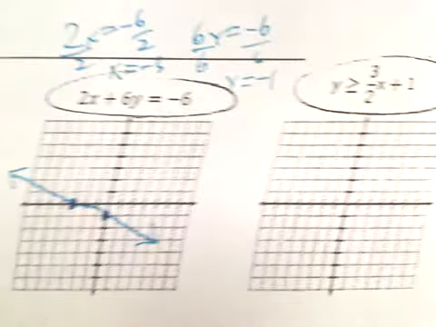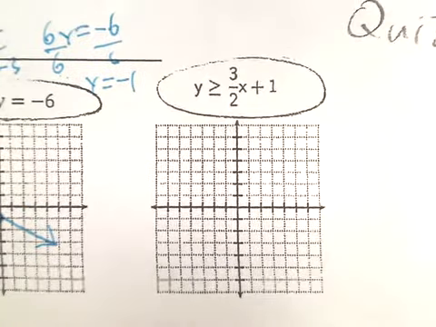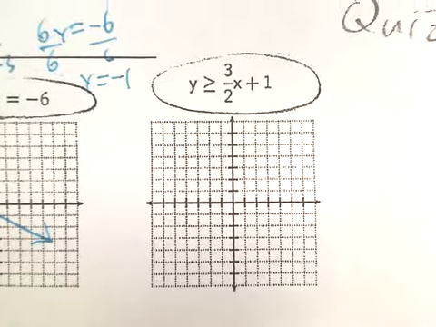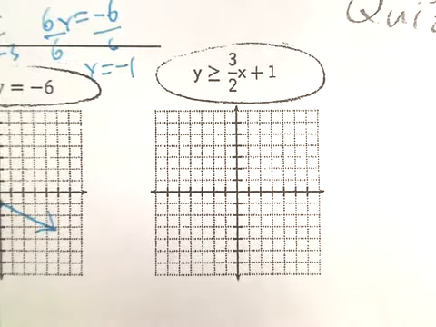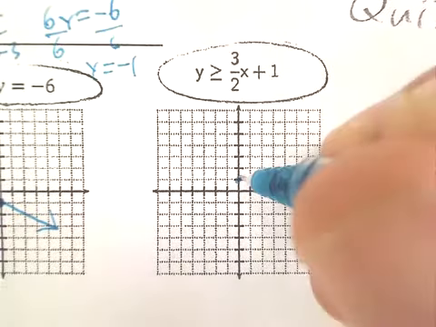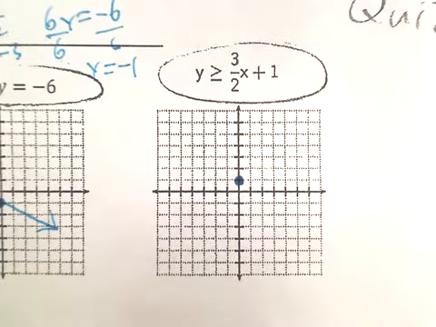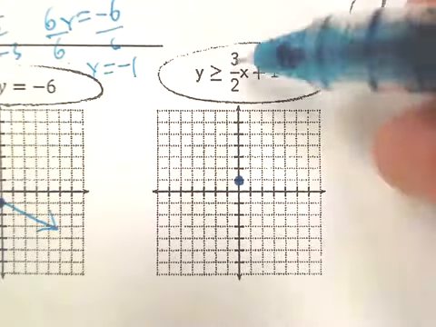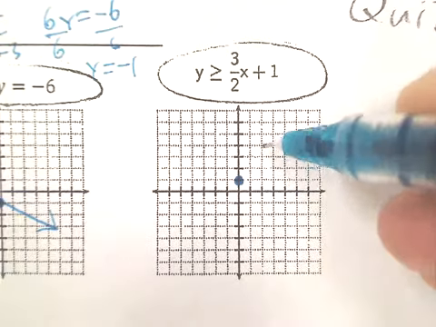Okay, let's look at the last one and just do an example of each. Hopefully that will suffice. So plus 1, go up 1 on the y-axis and put a point. And my slope here is 3 over 2, positive, so up 3 and over 2.